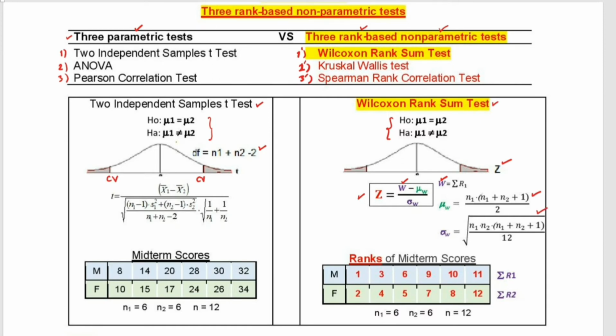And in independent samples t-test, this formula is used for the case sigma 1 square and sigma 2 square are equal. If we can believe that sigma 1 square and sigma 2 square are equal.